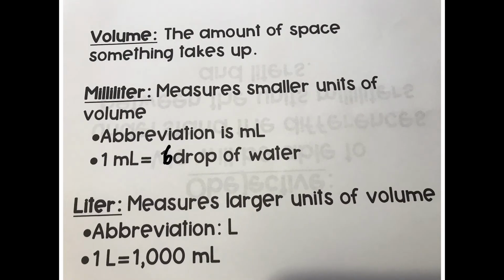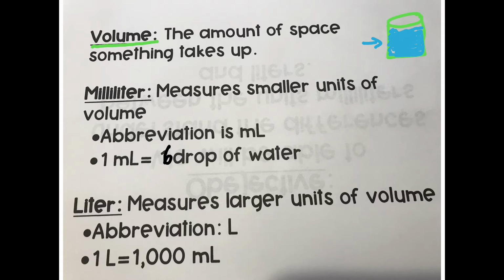Okay, so the first term we have is volume. Volume means the amount of space something takes up. So again, if I had a cup and I filled it up with water, the volume is that amount of space that the water is taking inside that cup. That is the volume, okay? And that's what we measure. The measurement is the volume. Or we measure how much volume a container is holding.